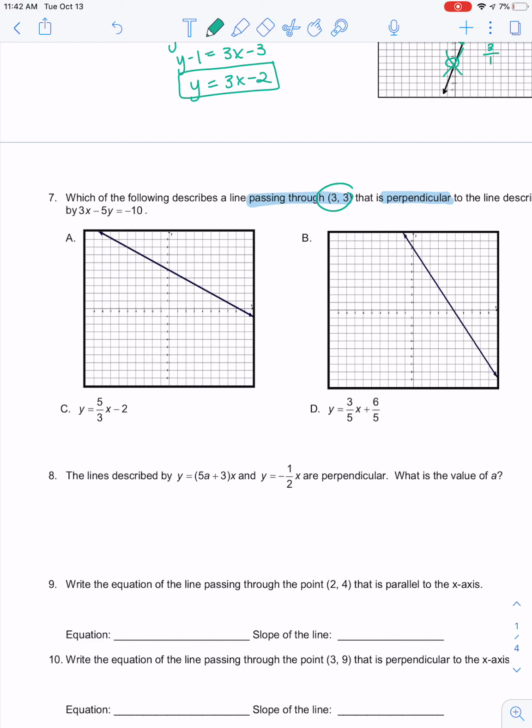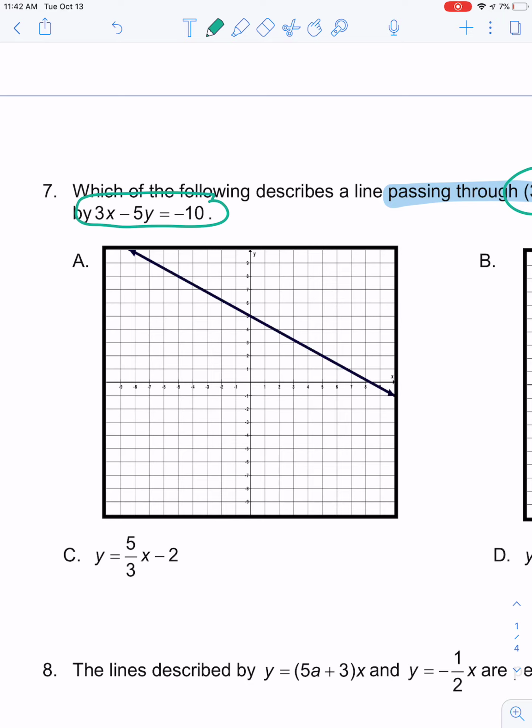So, and really you can already tell, at least in the graphs, 3, 3, we're good there, 3, 3, we're good there. So it's not going to necessarily be an easy process of elimination, so you might as well just go ahead and do the process. So we want a line that's perpendicular to this guy. Well, in order for us to find the opposite reciprocal slope, we need to first figure out what this slope is. So I need to rearrange the parts of this equation. So I'm going to start by moving that 3x over. So -5y equals -3x minus 10. Need to divide the whole thing by -5. So y equals positive 3/5 x plus 2.